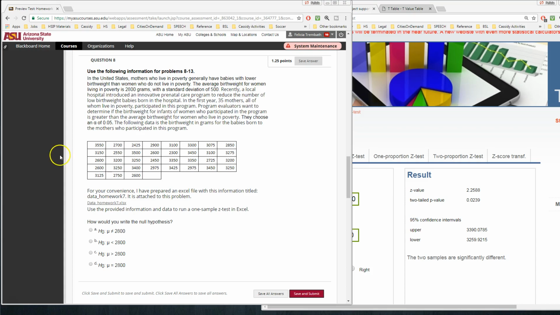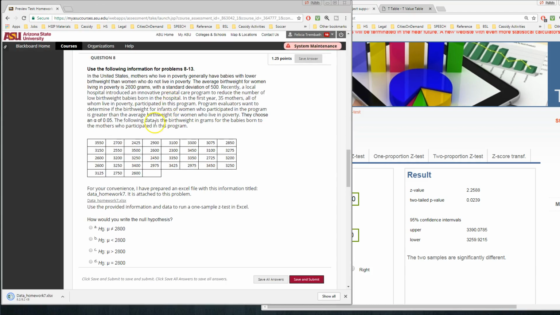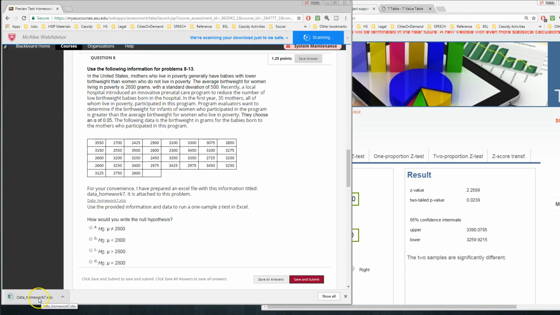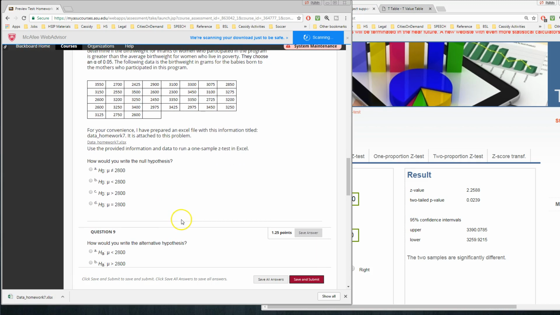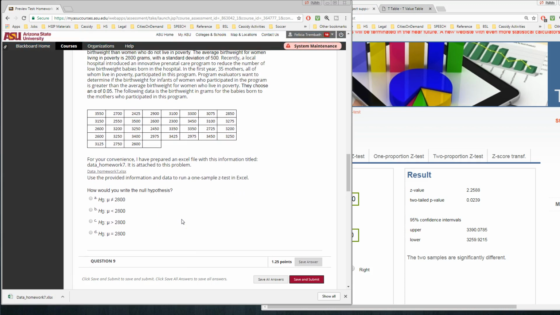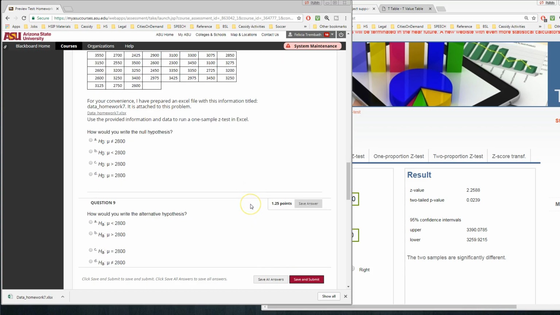So I have all the data here, which you can copy and paste. I also have the data as an Excel file, and when you click on these, it'll open it up for you. It'll just open up the Excel file. So use the data provided, information provided, and run the one sample z-test. Remember, in Excel, it's not going to give us the actual test statistic. It's just going to give us the p-value for that result. But that's okay because I don't need to answer the test statistic.